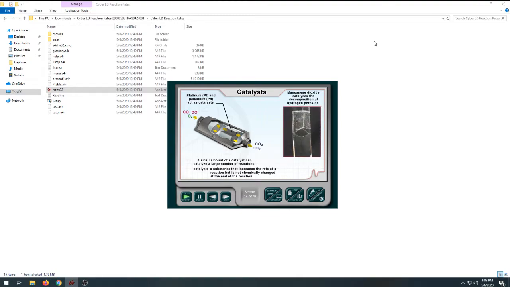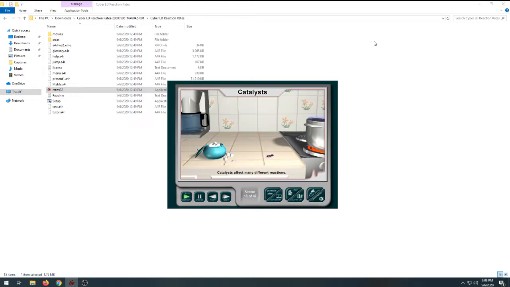Hydrogen peroxide decomposes very slowly into water and oxygen at room temperature, but if a small amount of manganese dioxide is added, the reaction will occur quite rapidly. When the reaction has run its course, all of the manganese dioxide can be recovered. A large variety of catalysts affect many different reactions. Living organisms possess a class of catalysts called enzymes, which are large molecules that increase the rate of biologically important reactions.